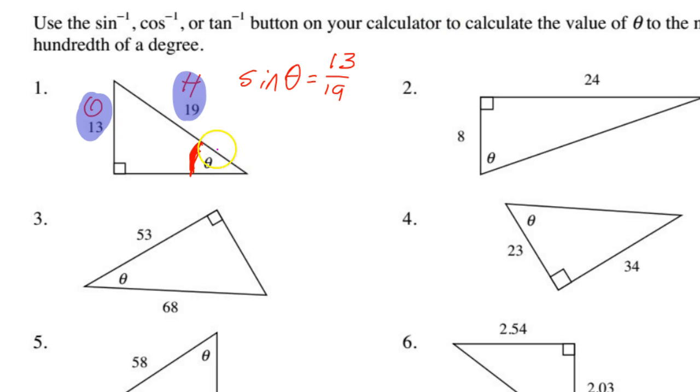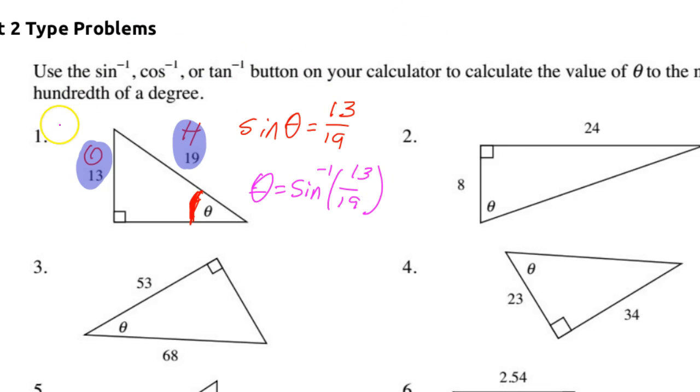And now, to get what theta is, we would just say that we're going to do sine inverse. Notice the sine goes away from the theta, comes over here to the other side, and is 13 over 19. And so now we can just type that into the calculator, and if we do sine inverse of 13 divided by 19, I got about 43 degrees, but we have to be careful because it says round to the nearest hundredth, so that means that I need 2 decimal places. So 43.17 degrees for problem number 1.